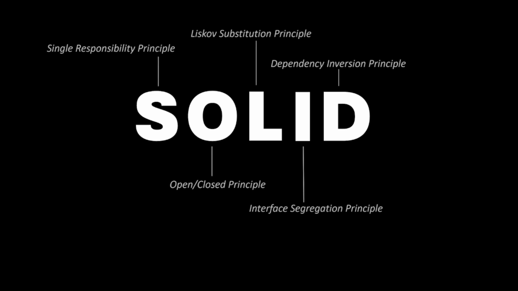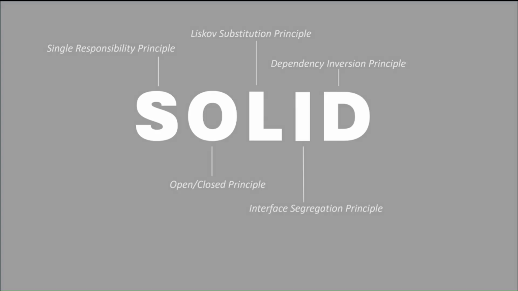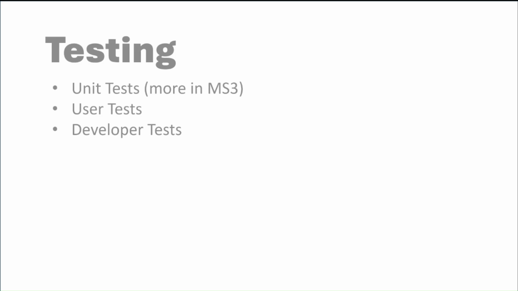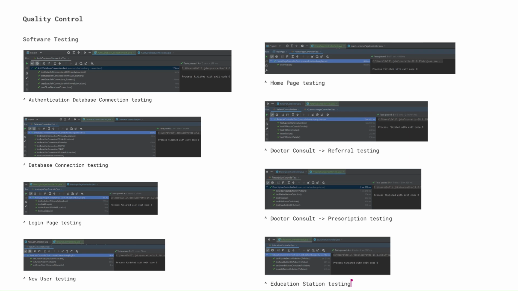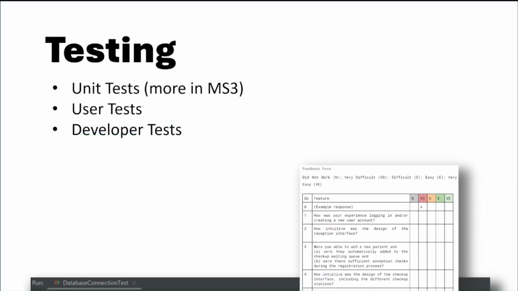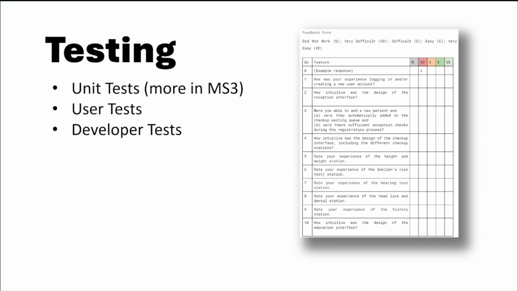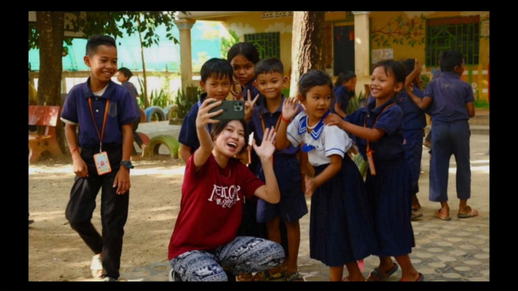For the next milestone, to improve the quality of our system, we've implemented 3 types of testing: unit, user, and the mandatory developer testing. The unit tests allow us to test the internal functionality of the system modularly, whereas the user tests give us feedback on the UI and UX. Our vision is to provide an efficient and reliable system to the team, enabling them to reach an even larger segment of the rural communities in Cambodia.